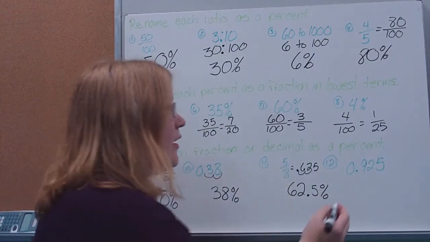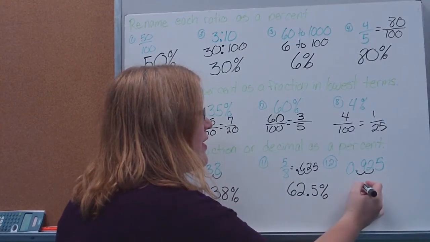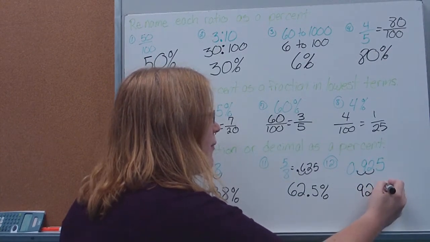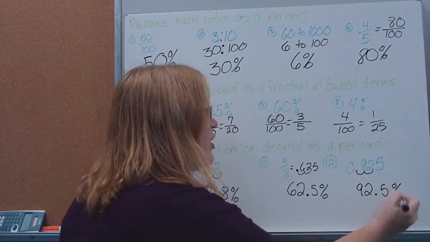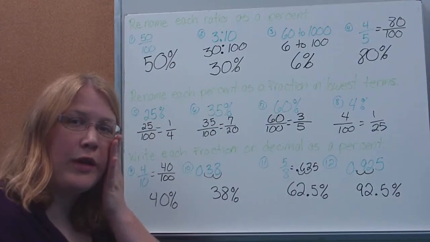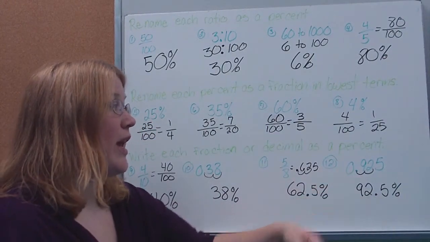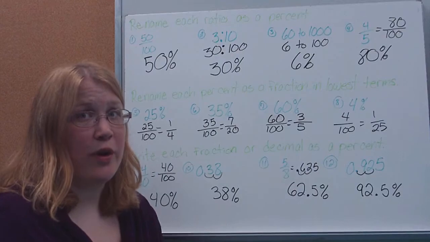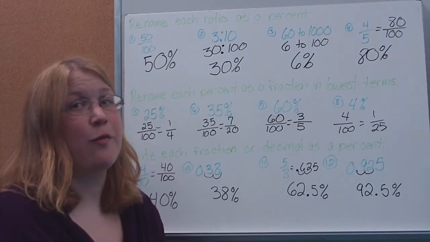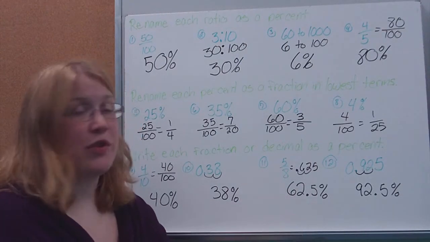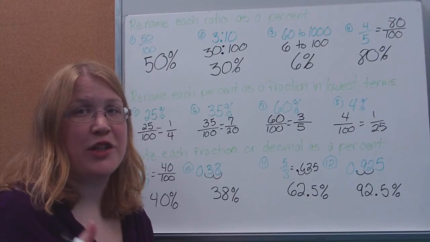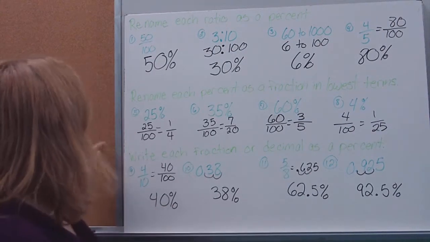Same thing's going to happen here. Multiply by 100, which means I'm moving my decimal over twice, which means I wind up with 92.5%. And the important thing to remember here is you have to write your percentage symbol, because 0.925 is not equal to 92.5. It's equal to 92.5%. So your labels are really important to make sure that you're actually writing an equivalent number.